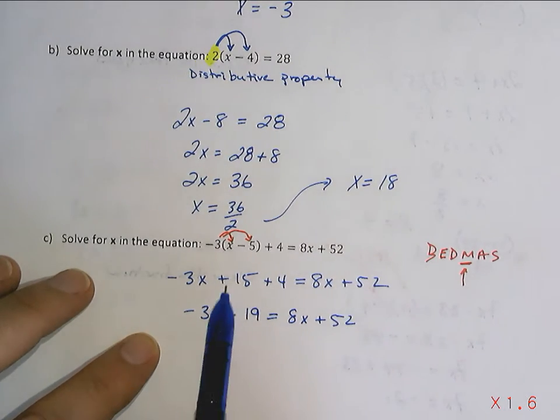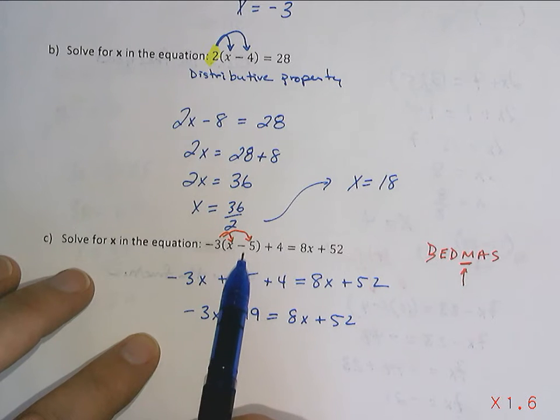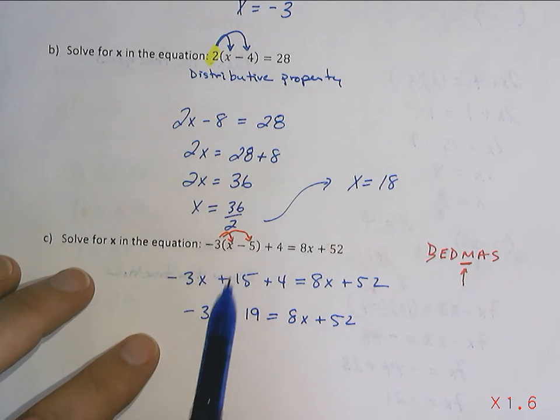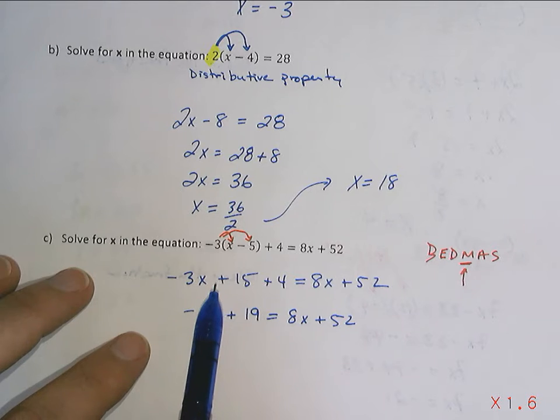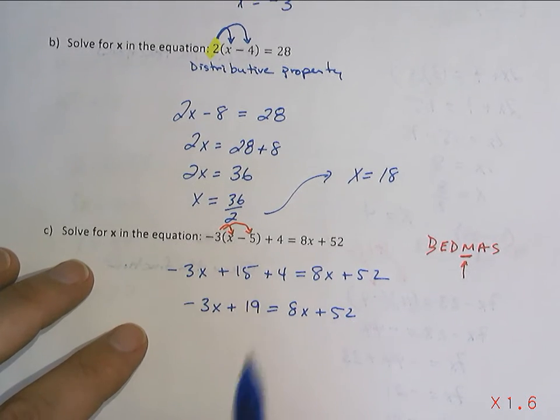Now some people might be saying, well, how do I get a positive 15 here? Well, it's a negative 3 times a negative 5. So a negative times a negative is a positive. So that becomes positive. That's important to realize, right? So now what do I do?